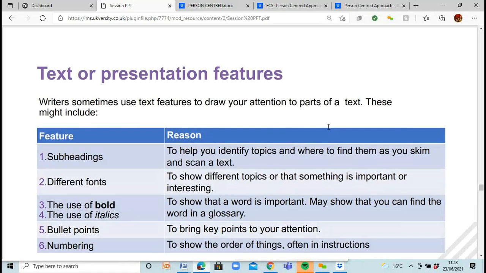So coming into text and presentation features. Sometimes writers will use these features to give you information. So they'll have subheadings. This will help you to identify topics and also to skim and scan your text, so you're not having to read through every single point to get to somewhere. You know that this heading is what I'm focusing on. They'll have different fonts. They might be used to show different topics, or they might use italics or a different font to focus on something, a bit of extra information. They can use bolds and italics to show something that's important and to put things in a glossary. Bullet points bring key information to your attention, and then numbering shows you what the order of things are.